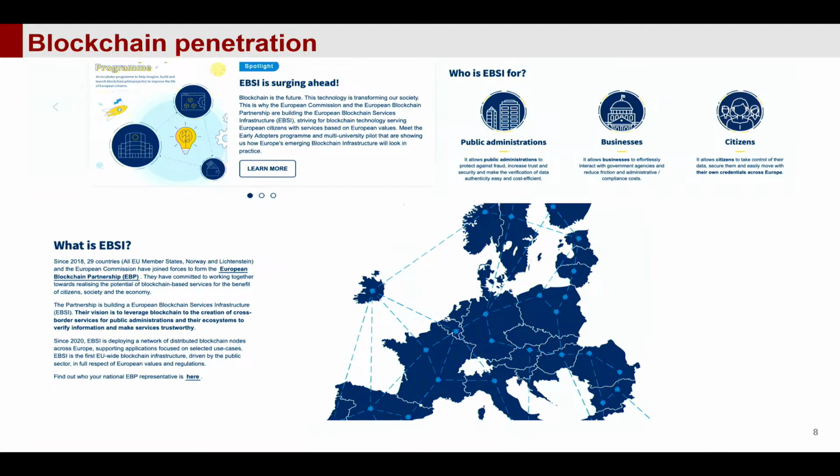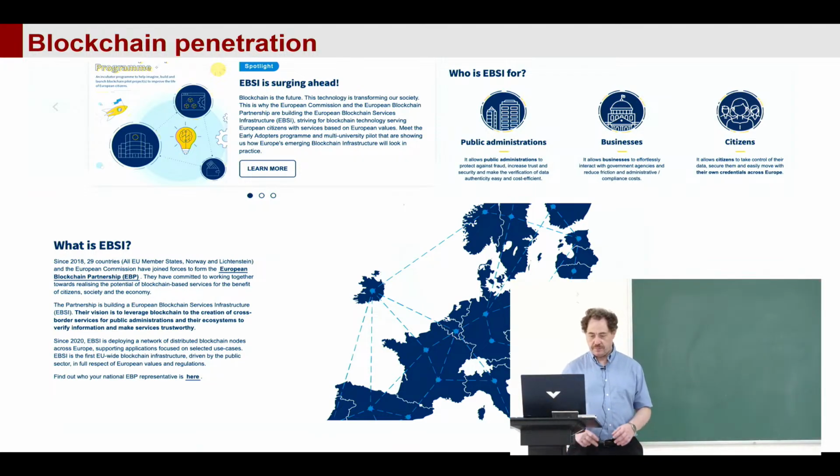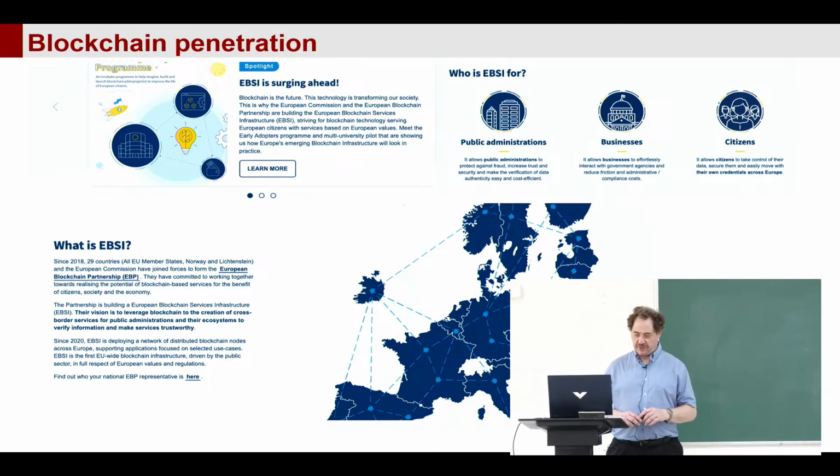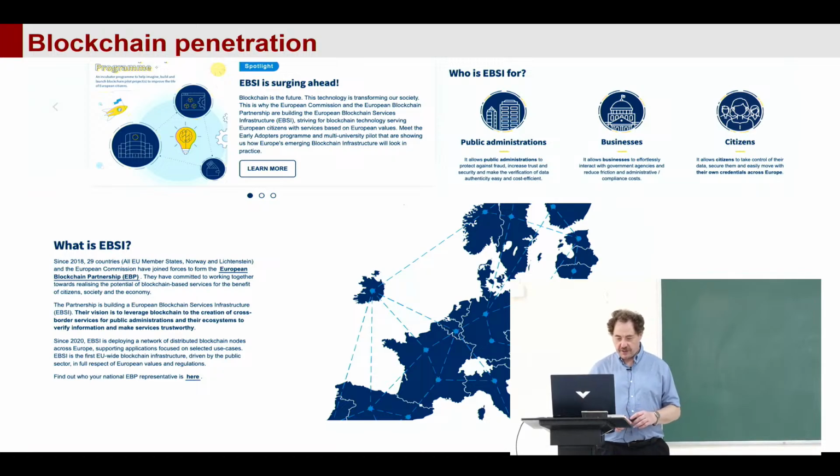A couple of words about EBSI. So what is EBSI? In 2018, 29 countries of Europe have joined forces to create a joint European blockchain partnership, where the idea is to build a European blockchain service infrastructure.